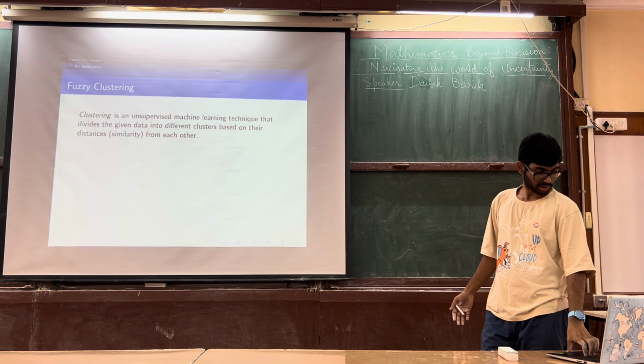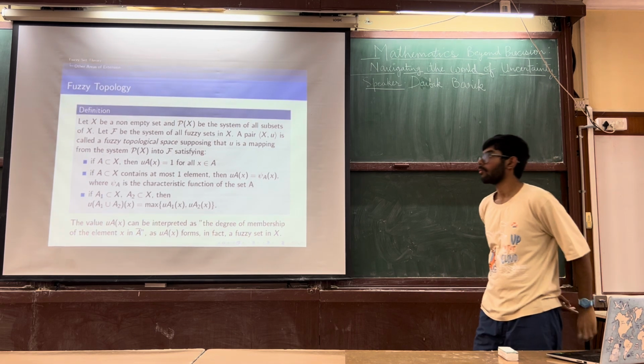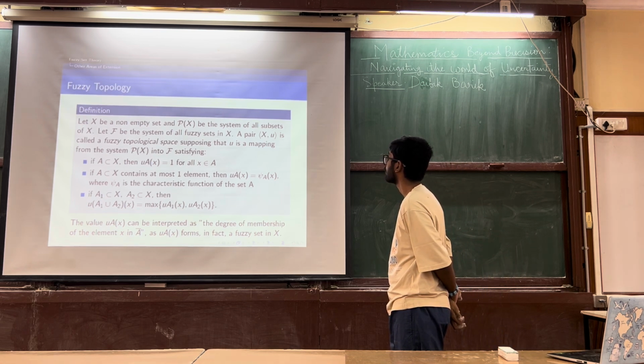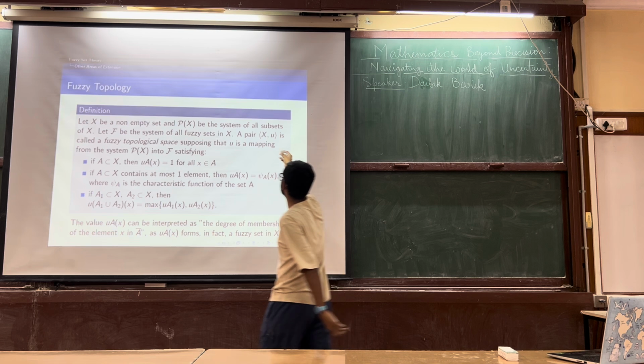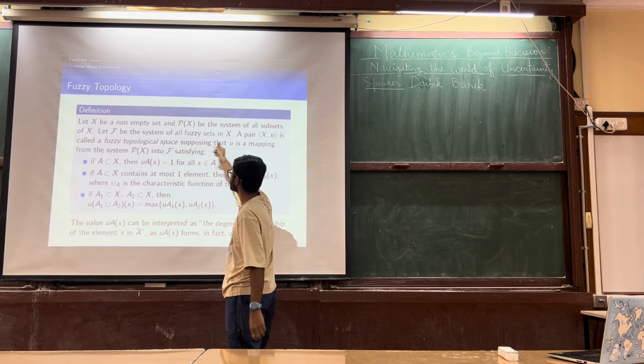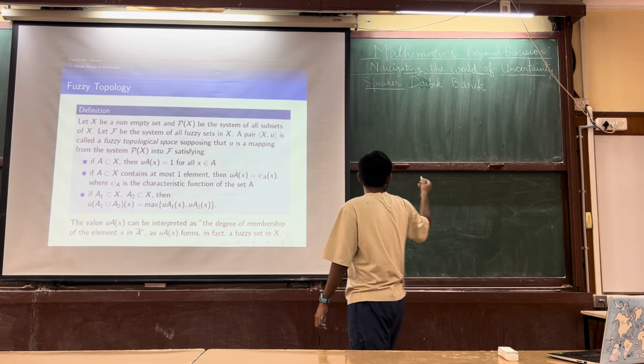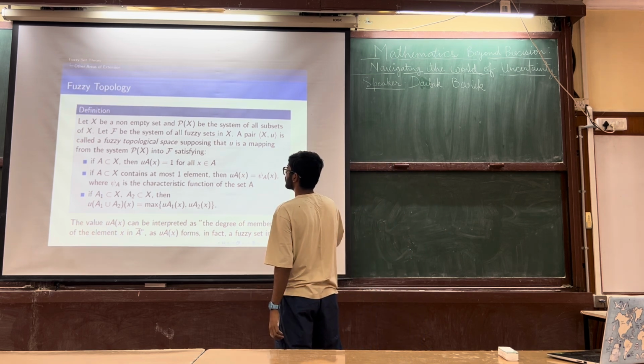So what is the topology? I don't see the topology. I don't see the open set here. I gave the pair X as the fuzzy topological space. No, but what are the open sets in the topology? Oh, okay. I didn't define the open sets here.